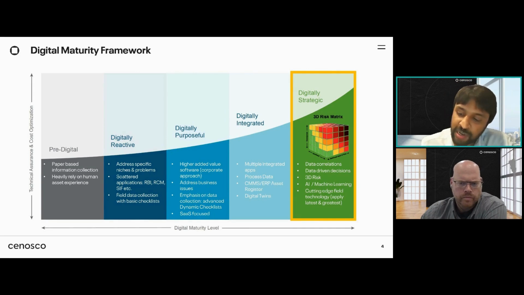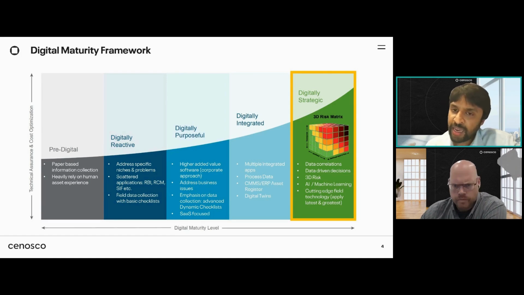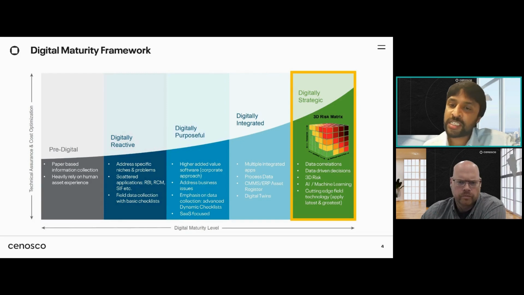Get rid of data silos, have a centralized database, centralized management in terms of not just RBIs, but your complete integrity management program, right? And RBI is a part of it. And like I said, most organizations, when it comes to risk-based approaches, are sitting somewhere pre-digital or under the digitally reactive sections, and they're aiming to move towards digitally purposeful or digitally integrated, right?